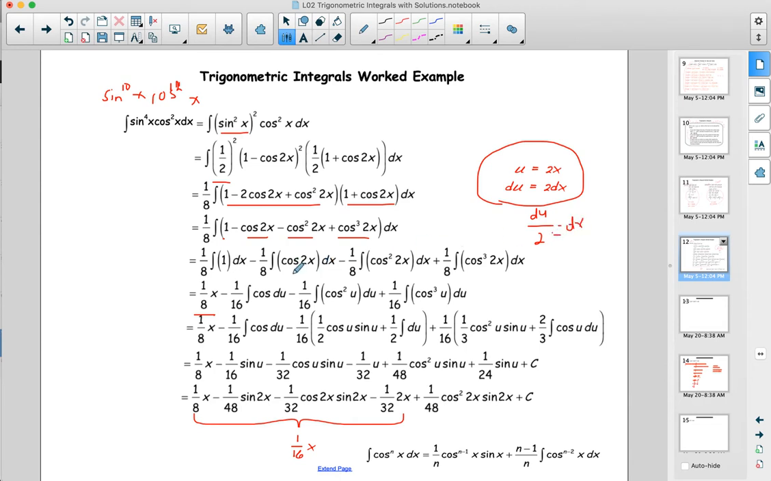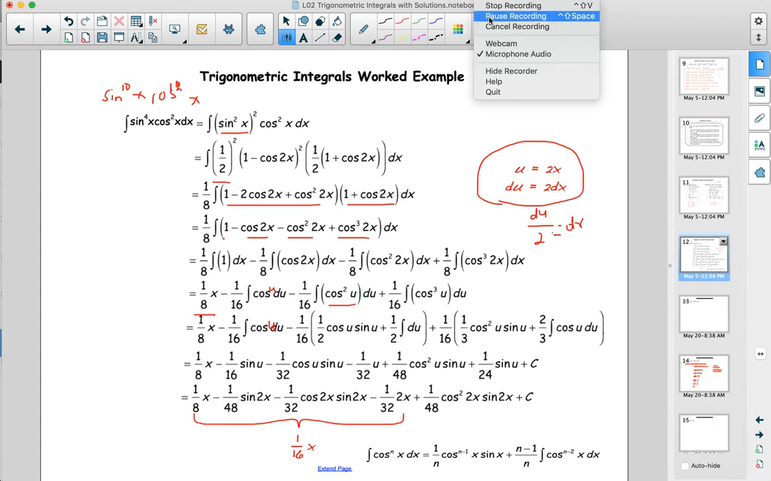So when du over 2 is dx, every one of these eighths will have to switch to a 16th. Nothing else has changed other than replacing, whoops, we dropped the u again. That should be cos of u du, cos squared u du, cos cubed u du. And then moving forward, we now have minus 1/16 the integral of cos u du. And then what are we going to do here? What are we replacing cos squared with?